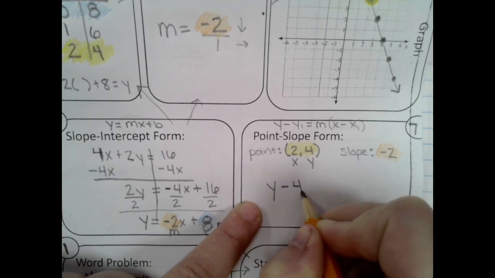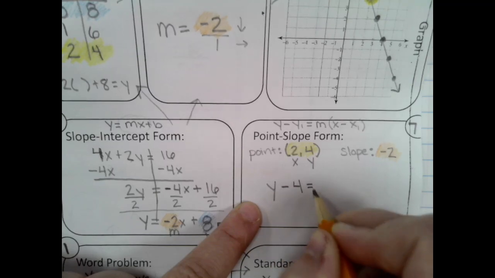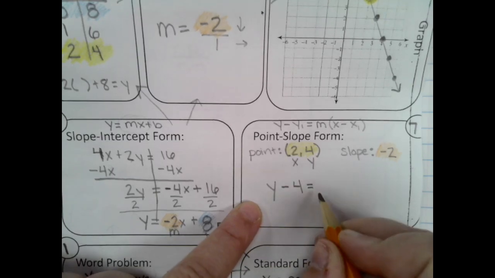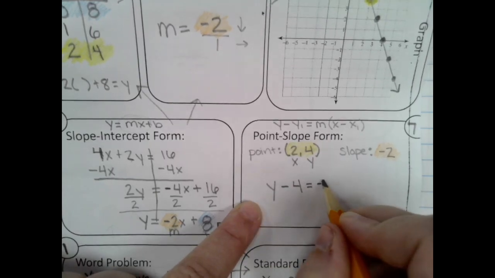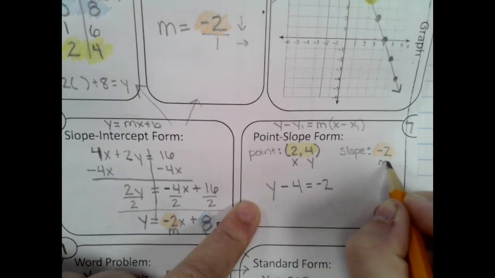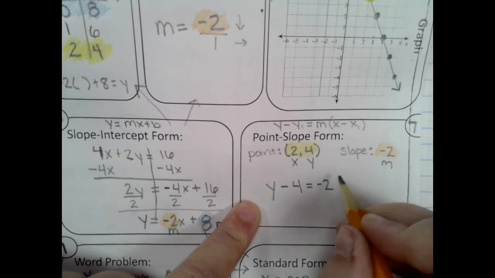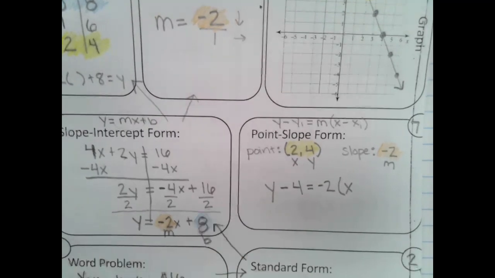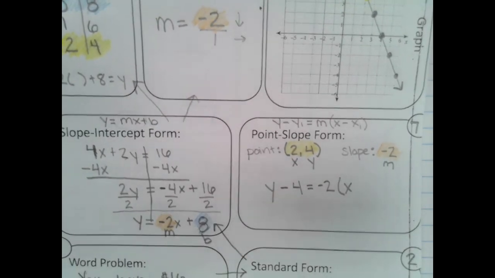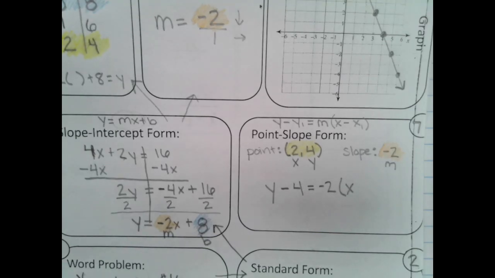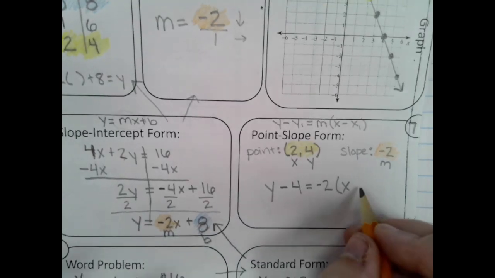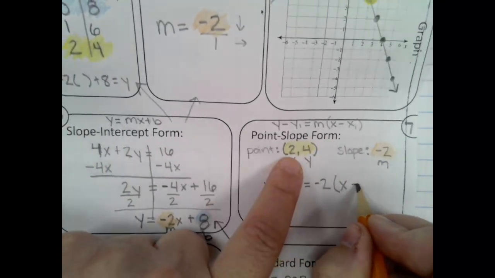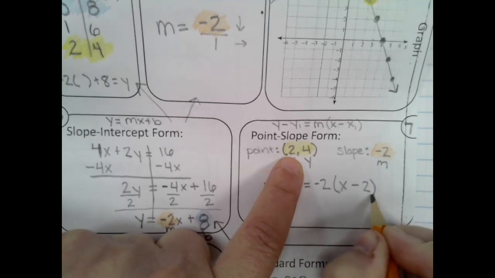Equals -2 or m, parenthesis x, and then what's our x from the ordered pair? 2, so do we want to write it as -2 or +2? Remember, we like the minus, so we're going to keep it -2. If it ended up being negative, then we would change it to a plus, but it's just -2.